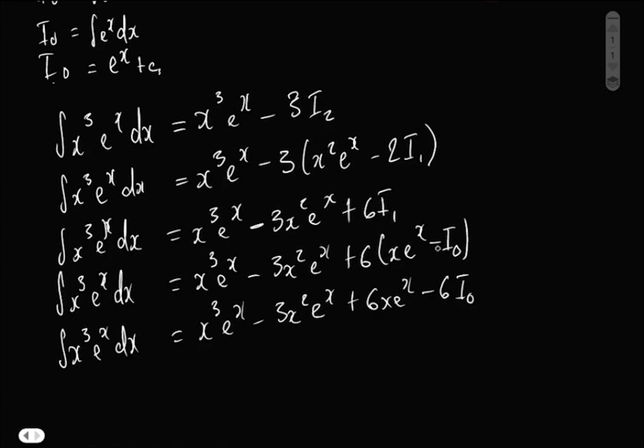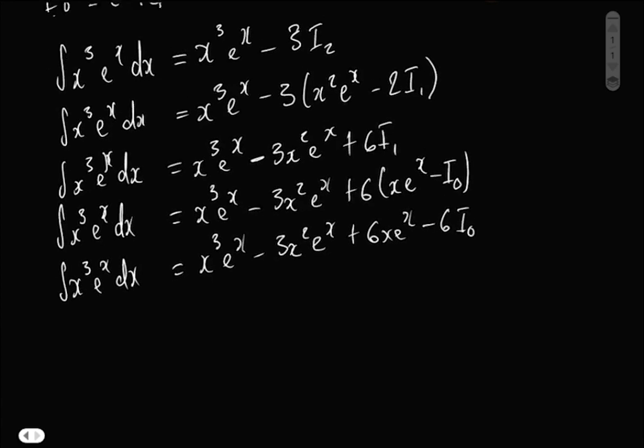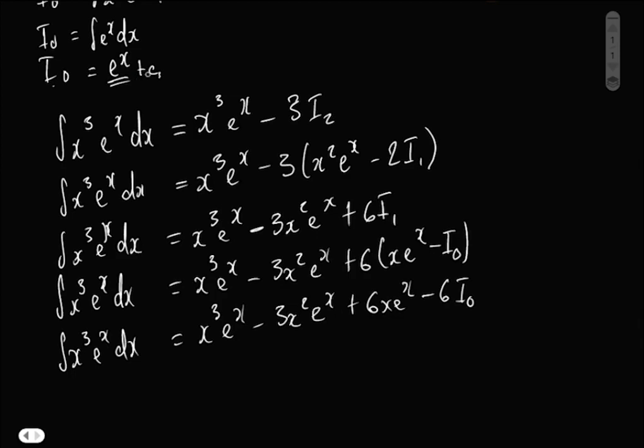Because positive 6 times negative I0 is negative: when the signs are different, you always get a negative answer. So 6 times I0 is 6I0. Okay, so now what is your I0? I0 is just e to the x. We don't want to add the constant of integration right now. Although in any other case, it would be there. If you're asked to just integrate this guy, you'd have to put that. But here in our reduction formula, we don't have to include it right now.